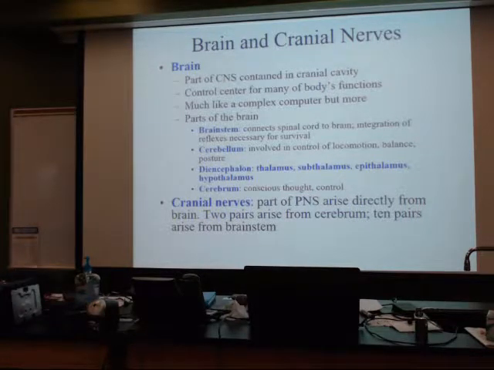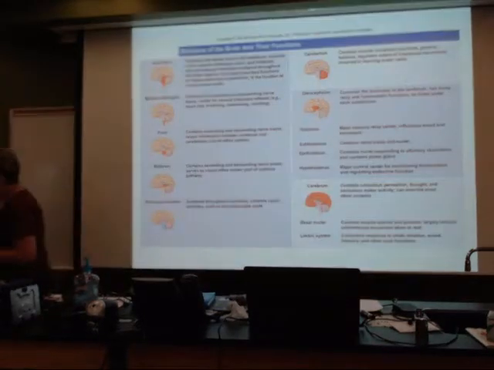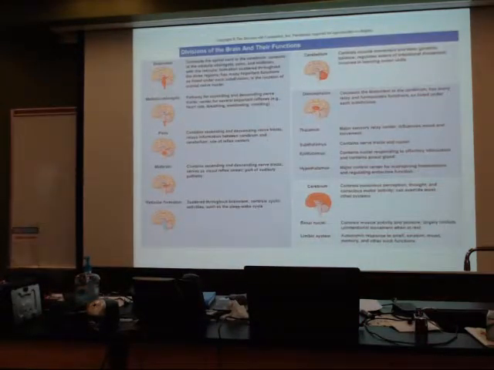Meaning they exist. Okay? There are 2 pairs that come from the cerebrum, 10 from the brain stem. So they are all coming to or coming from areas of our brain. As we look at all of this anatomy, it is an extremely difficult system, to say the least.